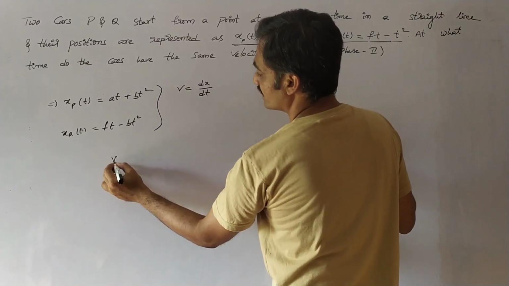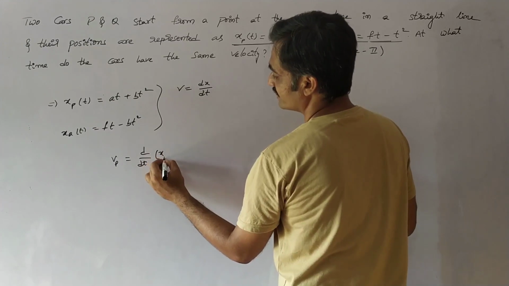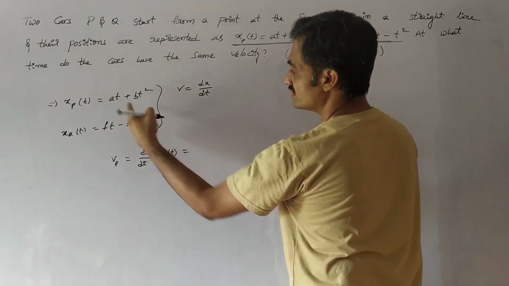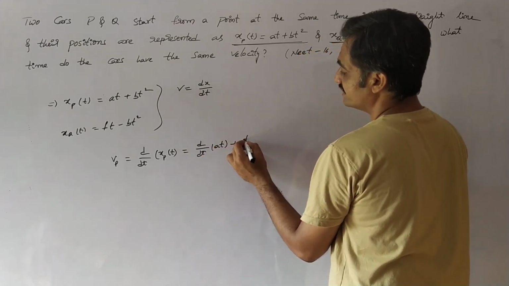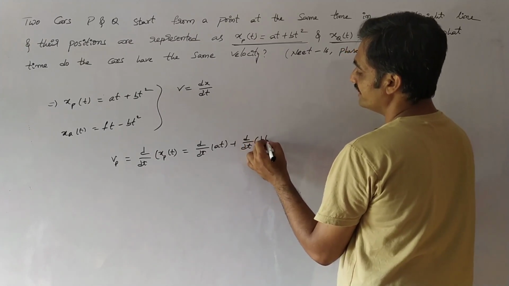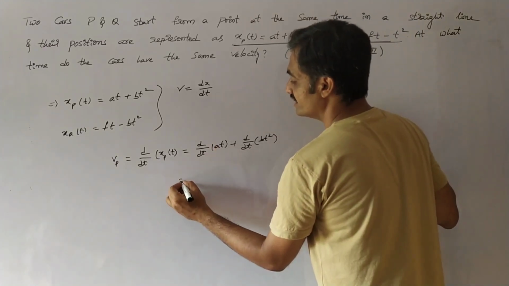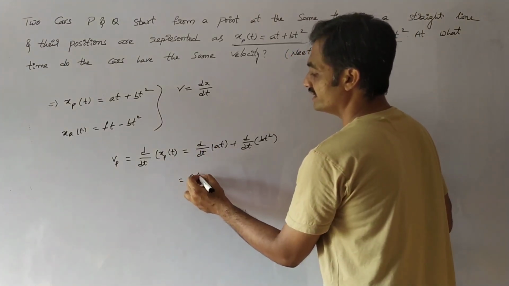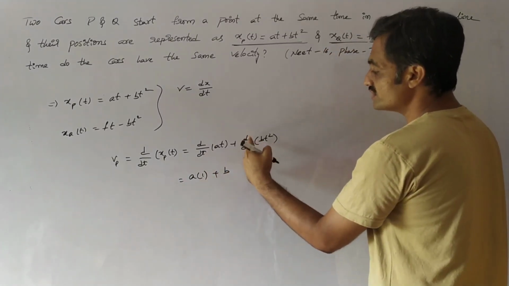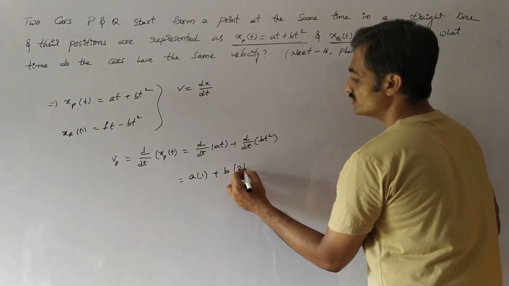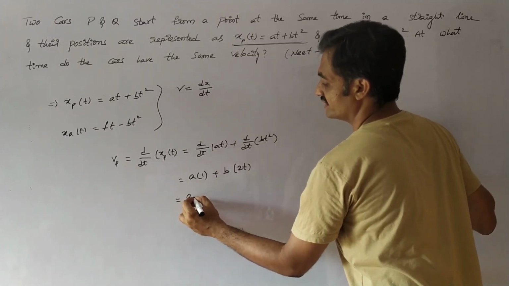Then the velocity of car P is equal to d by dt of x suffix p of t, which is equal to d by dt of at plus d by dt of bt square. Here a is a constant and b is also a constant. The differentiation of t is nothing but 1, and the differentiation of t square is 2t.